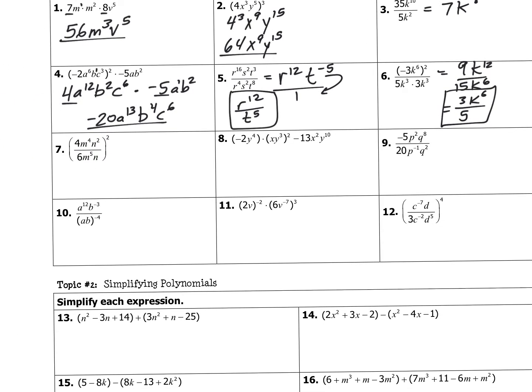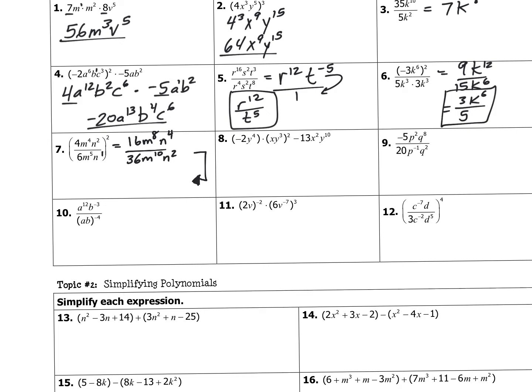All right, 7. Everything is taking the power rule here. So this is like 4 squared, which is 16. M to the 4th times 2, which is m to the 8th. N to the 2nd times 2, which is n to the 4th. Over 6 squared, which is 36. M to the 5th times 2, which is m to the 10th. And n to the 1st times 2, which is n squared. So now we have to take the quotient rule. And I'm just going to bring this down and wrap it around this way.